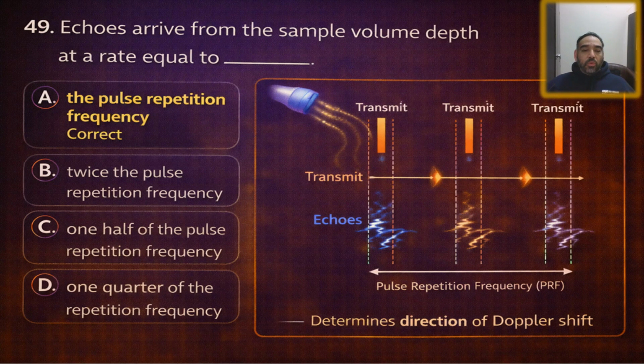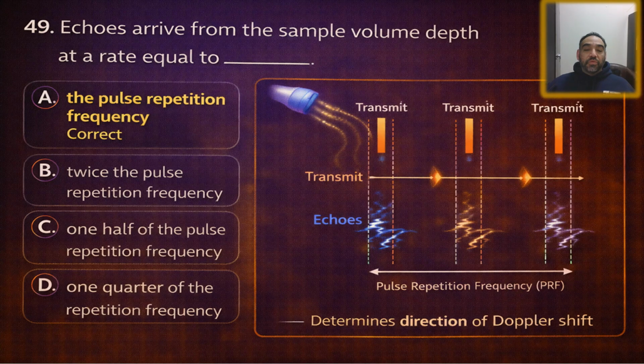Why are the other ones incorrect? Well, let's go over them one at a time. If you thought it was twice the PRF, remember echoes do not arrive twice per pulse. There's just one listening period per transmitted pulse. If you thought the answer was C, 1/2 of the PRF, there's no physical basis for halving. The system waits exactly one pulse cycle before sending the next one. And D, if you thought it was 1/4 of the PRF, again, no relationship. Echo rate directly equals PRF.